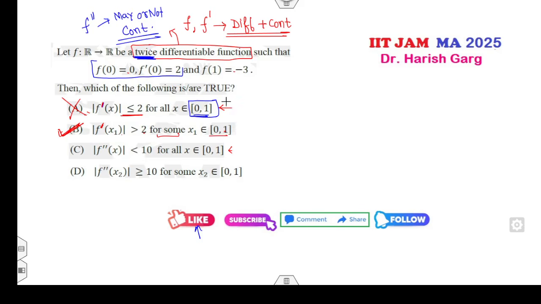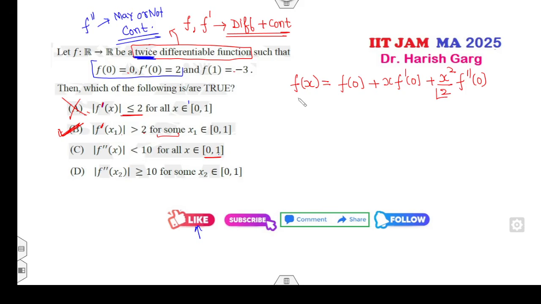Fine. Now look at the third option. Third option says second derivative on 0 and 1. So second derivative means I can apply the Taylor series about the point 0. f of 0 plus x into f dash 0 plus x square over 2 factorial f double dash 0.